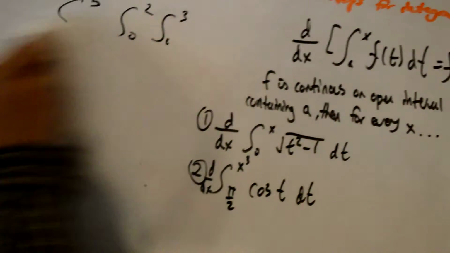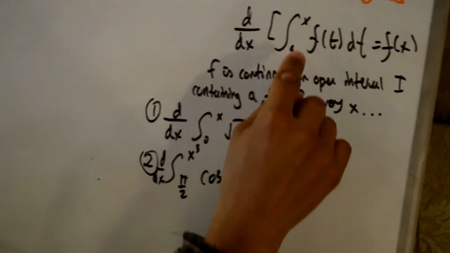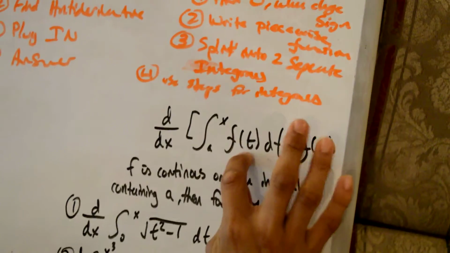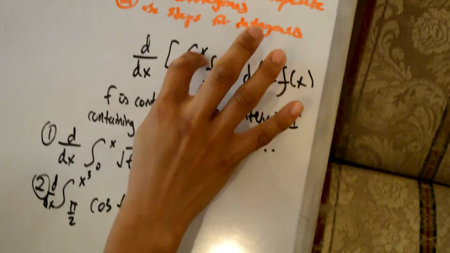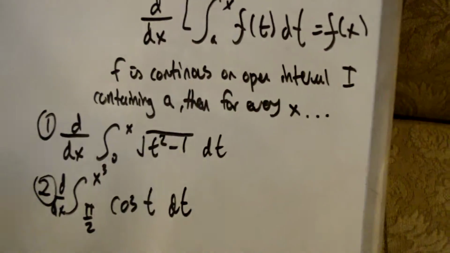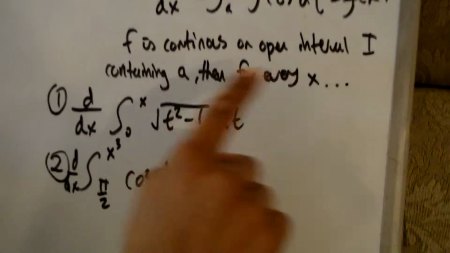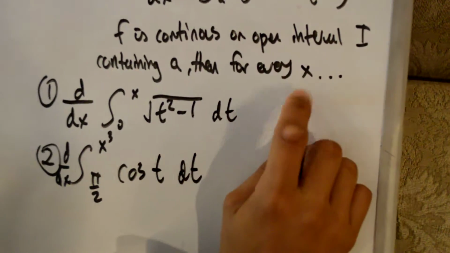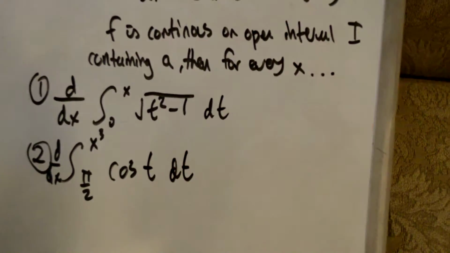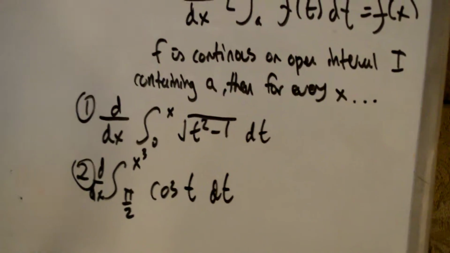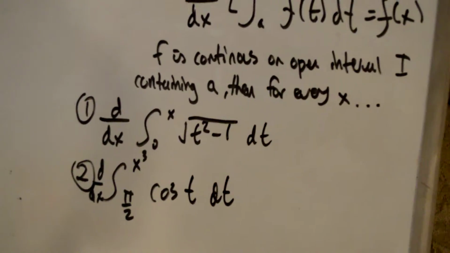So when we're finding the derivative of the integral, it's just the same thing as finding the function evaluated at that function. Our requirement is that f has to be continuous on the open interval I that contains a, and then for every x we can use that value. So here we have two problems. I'm going to rewrite over here a little bit bigger so you can see it.